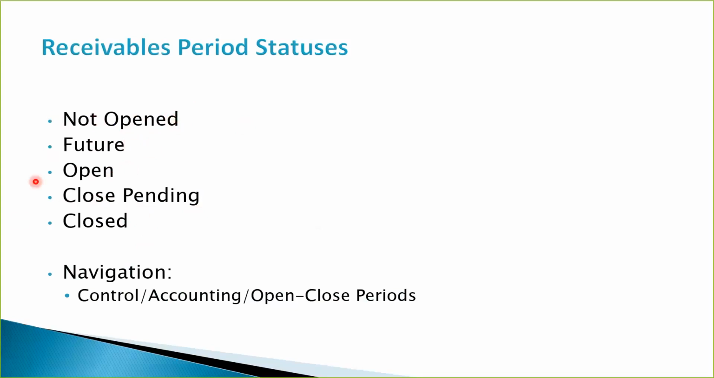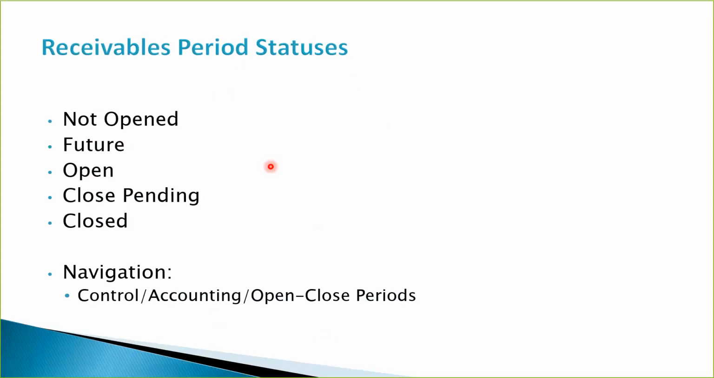So if we want to control our periods, this is the navigation that we use. Control, accounting, then choose open close periods. These periods use the same calendar as the one we created in GL, your accounting calendar, but managing the periods is different between modules, okay? So there will be different users maybe who are managing the periods in payables to those in receivables. But it's the same accounting calendar that we created when we were doing our first setup in GL.